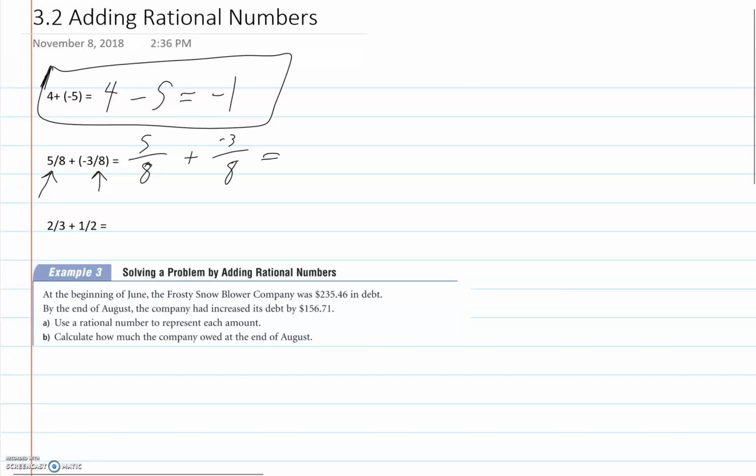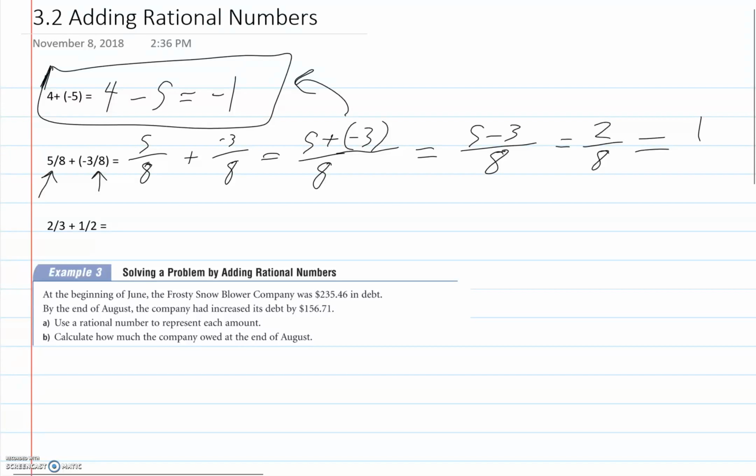What does that equal? Once the denominator is the same, we can just write that down, and then we add the top. If we remember from before, this is the same thing as writing 5 minus 3. And so 5 minus 3 is 2 over 8. That's where you could end, or perhaps you might notice that we can simplify that by dividing by 2. Dividing by 2 simplifies it.